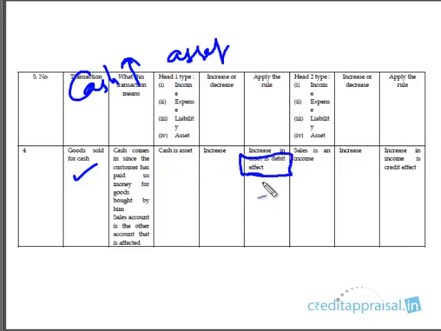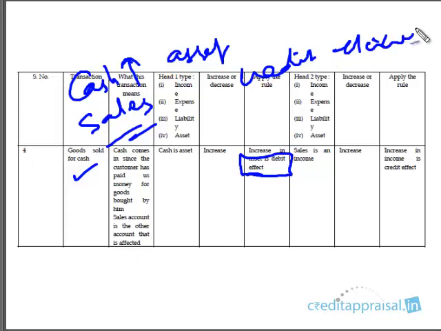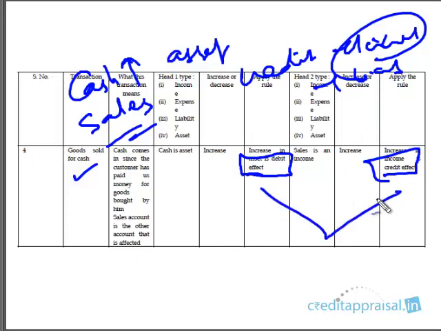So what is the other head that is affected? Goods are sold, so it is a sales account. Please remember we are not touching the inventory account, as discussed in chapter 2. So what is sale? Sale is an income. We credit all income and liabilities. This we discussed, right? So since this is an income, we have a credit effect. Two effects: the debit effect is the cash, and the sales account is the credit effect.